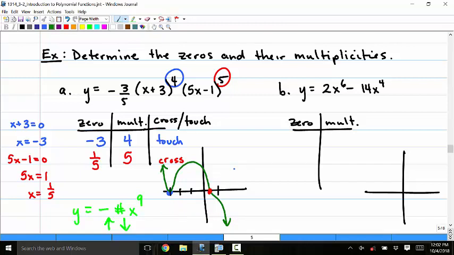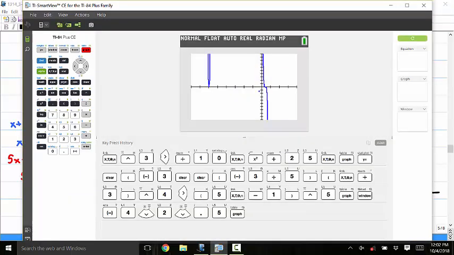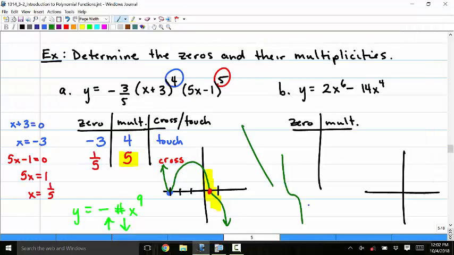You agree? Now, all these bumps, look right here at this one. This is going to look like an x to the fifth graph. So it's not going to come in linearly. It's going to come in kind of like that. Is that what it did? Right here? All right, go do the second one. Go do B.